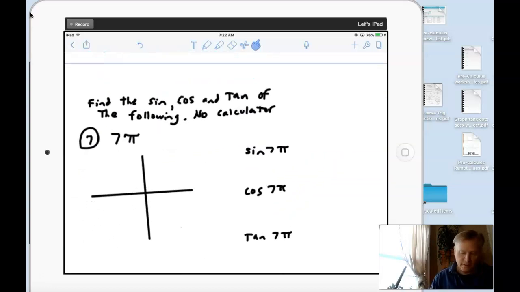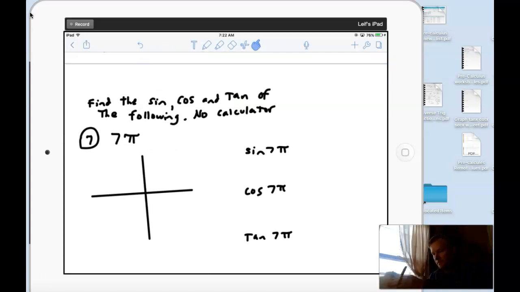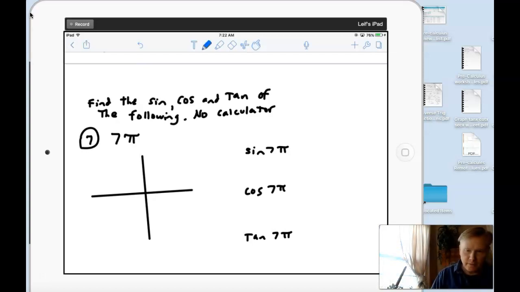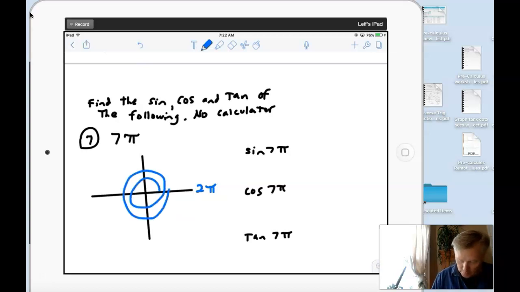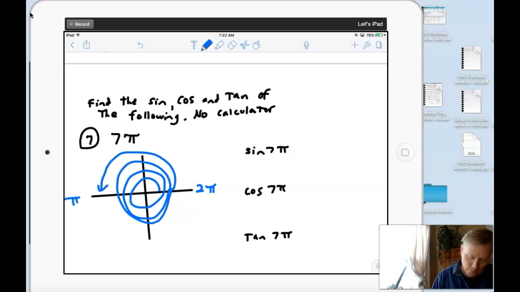Find the sine, cosine, and tangent of the following. No calculator. All right, so I'm going to start out with 7 pi. If I go all the way around the circle once, that's 2 pi. So if I went around the circle twice, that would be 4 pi. And if I went around the circle 3 times, that would be 6 pi. So if I went around 1, 2, is that 2? Yeah, 1 more is 3. And then I go 1 more, I land over here at 1 pi or 7 pi. It would be the same thing.